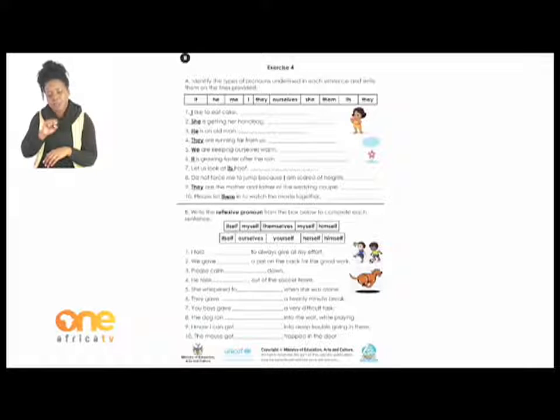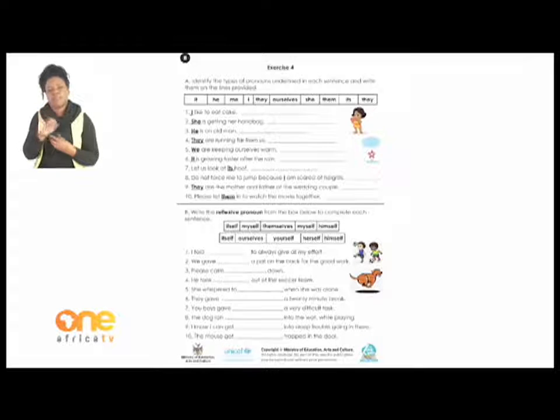But the instruction says the types of pronouns underline, meaning you are going to write what type of a pronoun is I. And number 2, you are going to write what type of a pronoun is she. So I expect you to write personal pronoun or possessive pronoun or reflexive pronoun. Underneath number 10, there is also an activity that you will have to do.